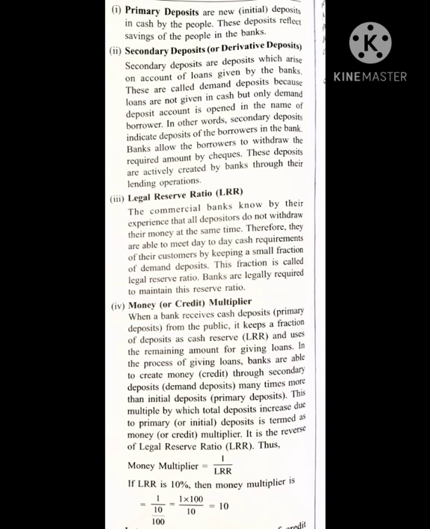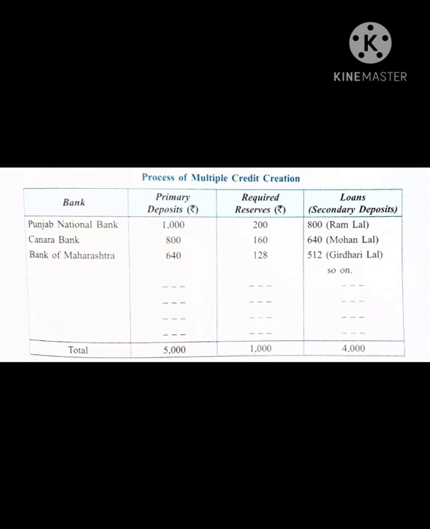So what is my money multiplier? That means how many times the bank will multiply the money? 10 times. Okay, so my money will be multiplied 10 times by the bank. Now how? This I will explain to you. Now can you see this table?